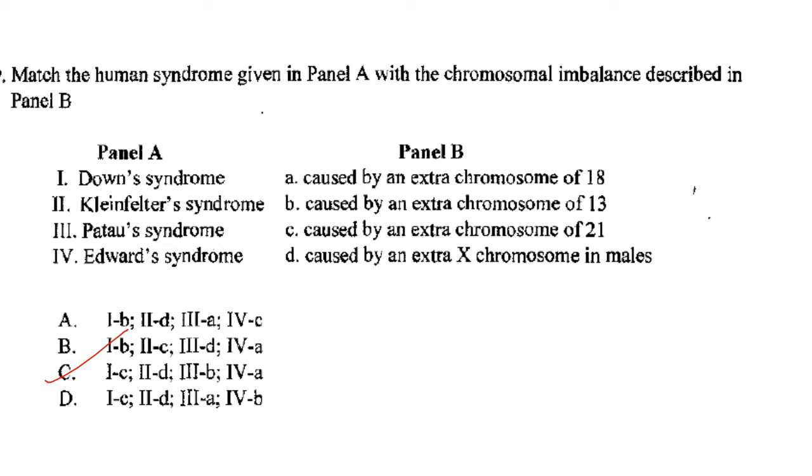Then match the human syndrome given in panel A with the chromosomal imbalance described in panel B. So Down syndrome is caused by an extra chromosome 21, 1C. Klinefelter syndrome is caused by an extra chromosome in males, and Patau syndrome is caused by an extra chromosome 13, and Edwards syndrome is caused by an extra chromosome 18. So answer is option C, that is 1C, 2D, 3B, 4A.